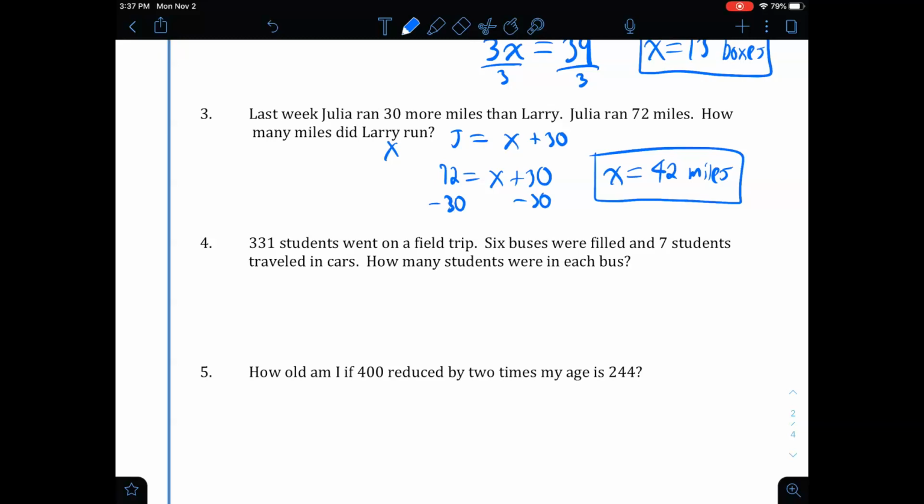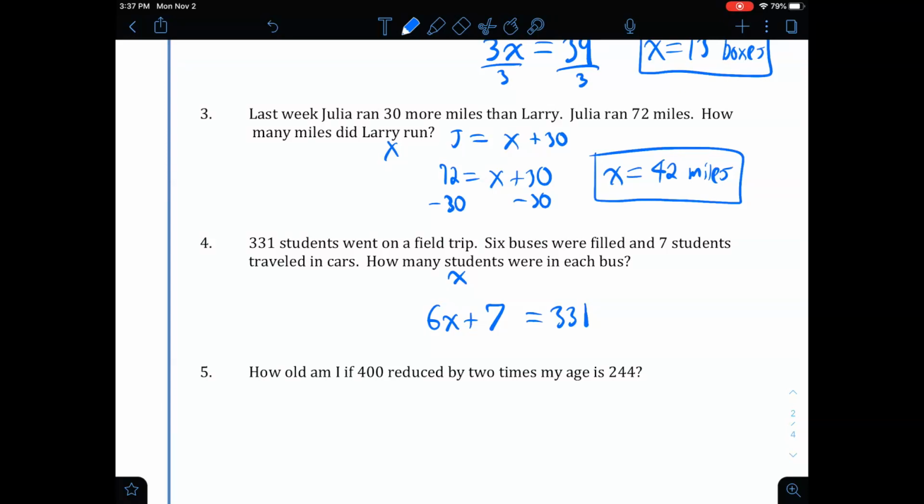So what are we looking for here? We're looking for how many students were in each bus. Do we have a total for these problems? Yeah, we got the 331, equals 331. So we had 6 buses and 7 students traveled in cars. So if we had 6 buses and there's x many students in each bus, how do I write that? Well, it's going to be 6 buses times the number of students in each bus, and then plus the other 7 students we had which traveled in cars. Okay, there's our equation.